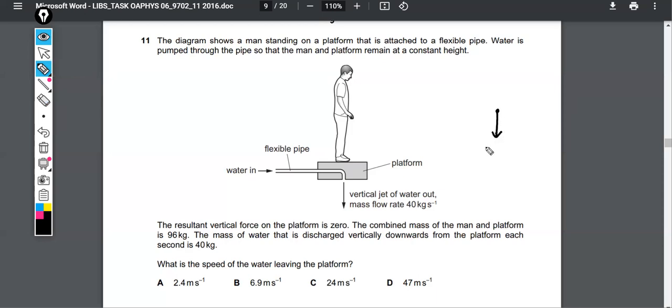So the man and platform have a combined mass of 96, and here on Earth, g is 9.81. So let's calculate 96 kilograms times 9.81 newtons per kilogram. That gives us a total weight of 942, thereabouts. 941.76 is the calculator value, right? Kilograms cancel, that's newtons of force.